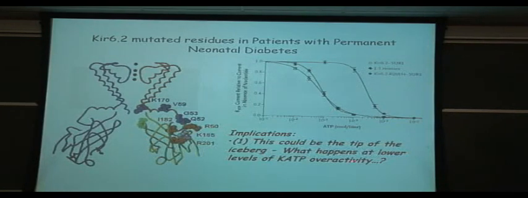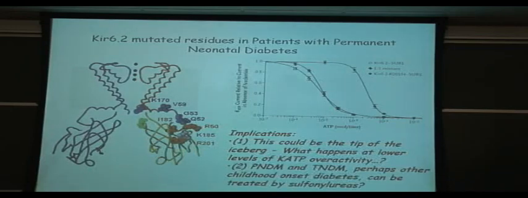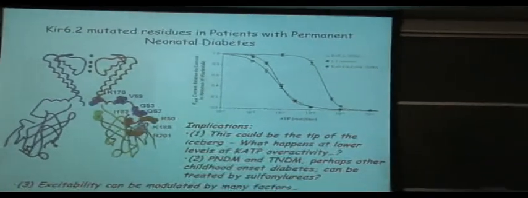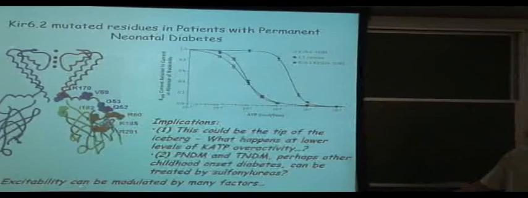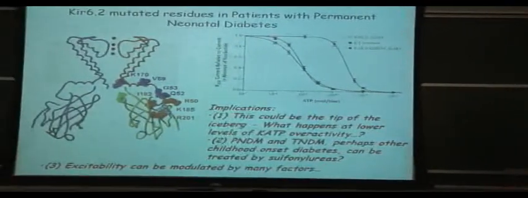We could ask the question, well, what happens at lower levels of KATP overactivity? If we made it only 3-fold or 2-fold or 1.5-fold overactive, is this going to impair insulin secretion? Could this be involved in, say, type 2 diabetes? Secondly, as I've already alluded to, these diseases can now be treated by sulfonylureas, not insulin. And thirdly, of course, excitability can be modulated by many factors.